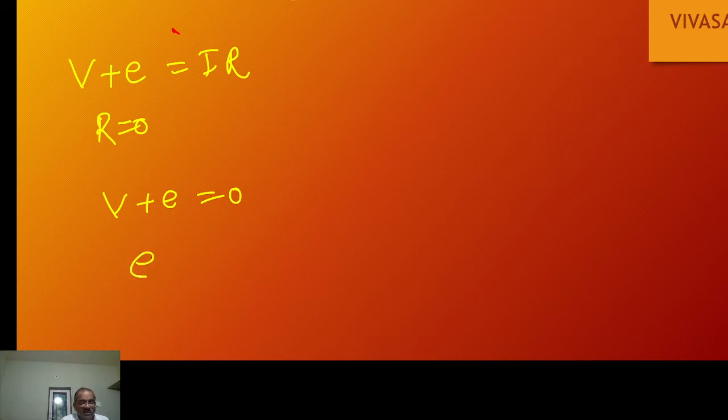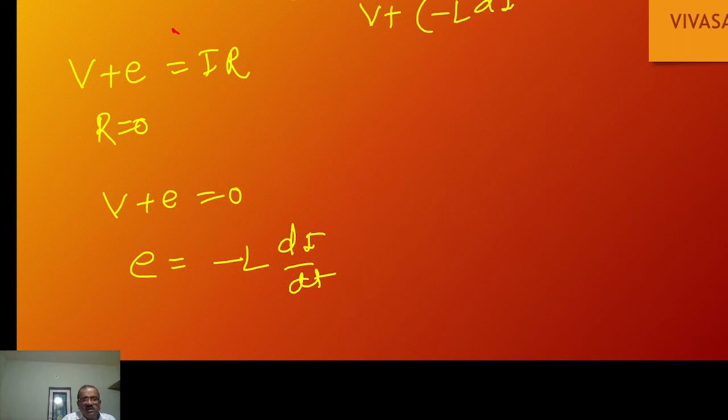You know that E is equal to, for the inductor, minus L di upon dt for the pure inductor. L is the inductance value. Then this equation I'll substitute here. Now this becomes V plus minus L di upon dt, which is equal to 0. I am substituting this expression, and that becomes equal to 0.